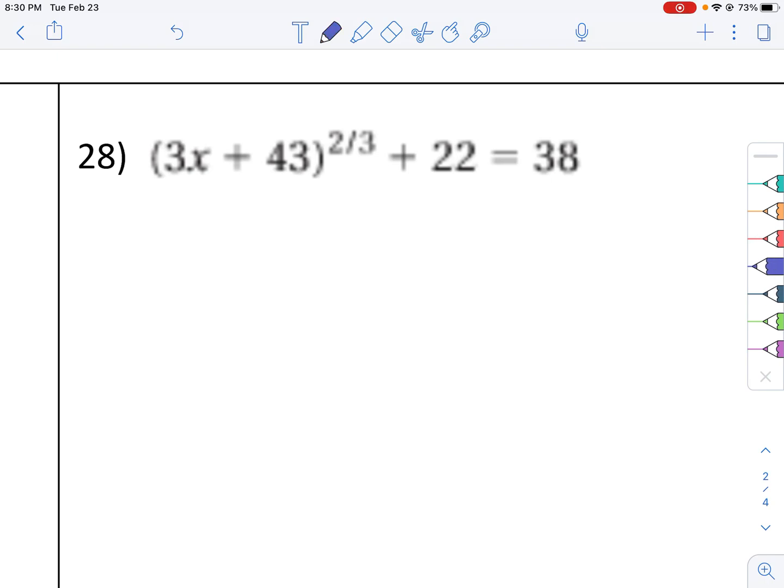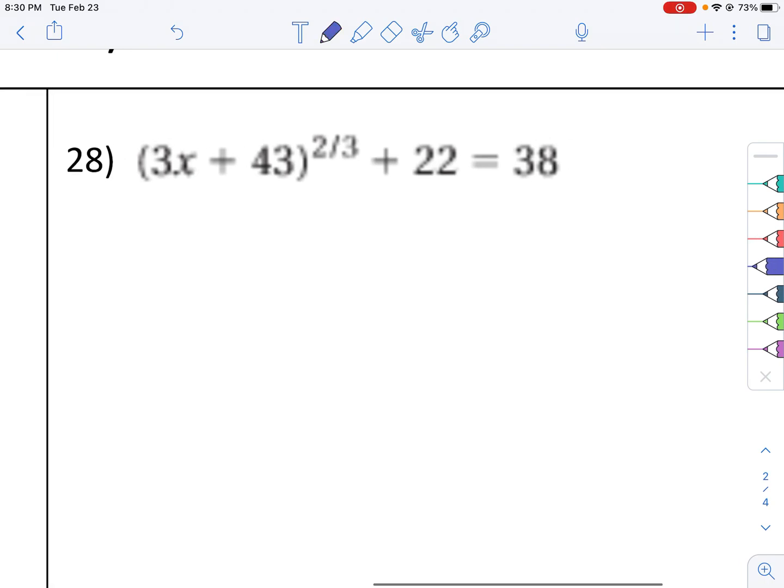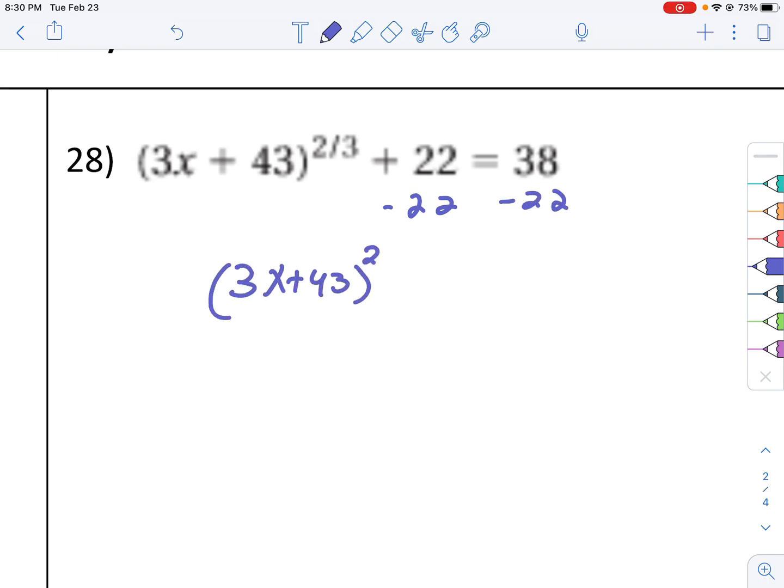28 is another one of those that can be a little tricky. And let's talk about why. We subtract the 22 first. That's not tricky. So it's 3x plus 43 raised to the 2/3 is equal to 16. Now we have to raise both of these to the 3 halves power.